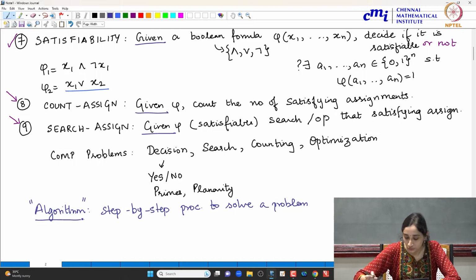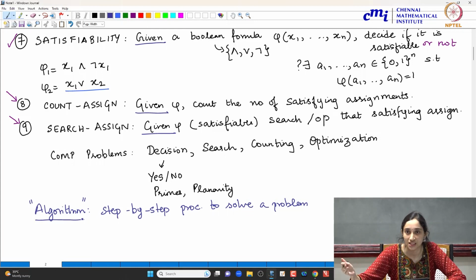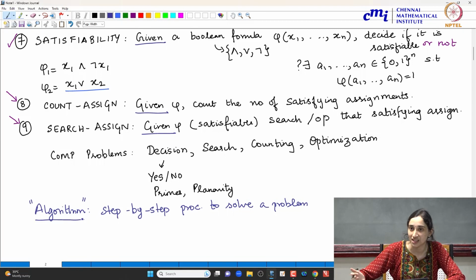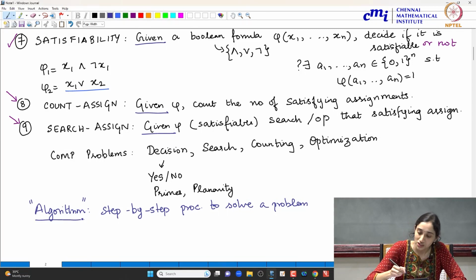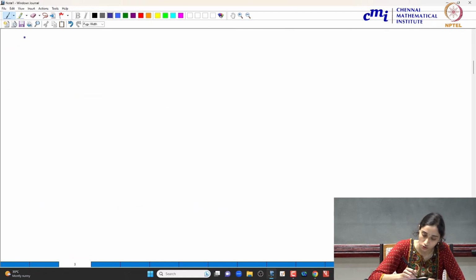So now, what do we want, right? You come up with an algorithm, somebody else comes up with a different algorithm. How do I say that one algorithm is better than the other person's algorithm? There should be some way to compare these algorithms, right? So first we need to see how the input is given. So let's look at some basic problem, one of the problems that we saw today, which is primes.